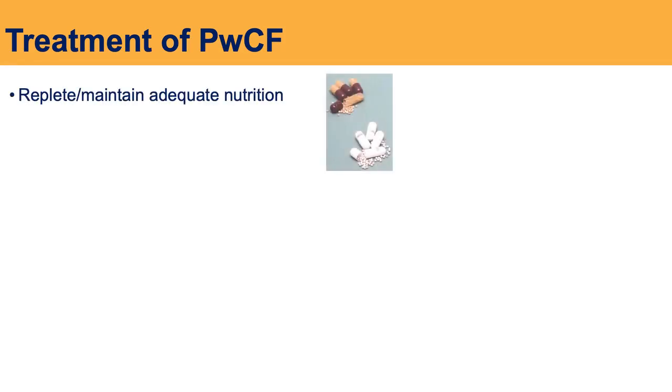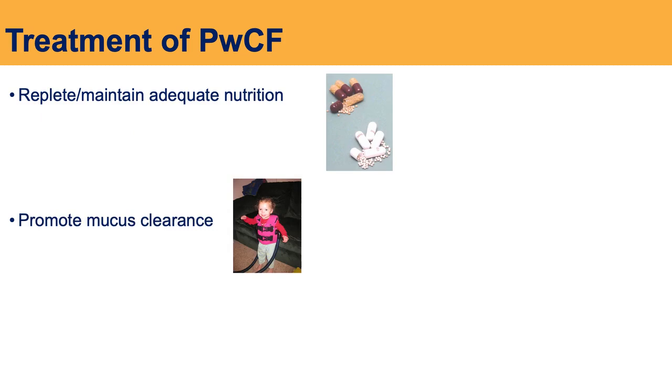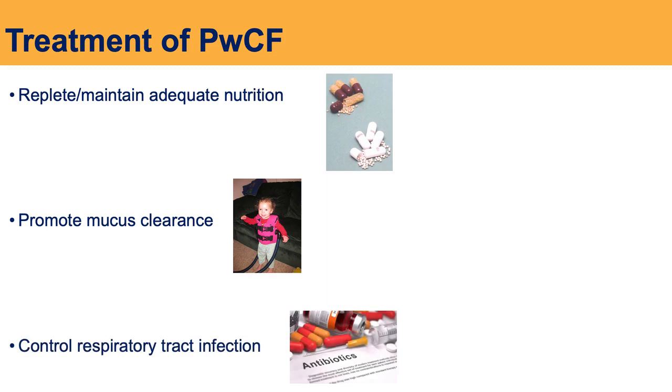After CF centers were established, so you had multiple different people making an effort to improve the lives of people with CF, they really focused on 3 pillars of treatment for people with CF. The first being repleting and maintaining adequate nutrition through use of pancreatic enzyme replacement therapy and vitamin supplementation for fat-soluble vitamins. Also, to clear that thick, sticky mucus that's in the airways, you had to use various hand manipulations or various equipment to promote mucus clearance. And finally, we wanted to control the respiratory tract infection that leads to that vicious cycle of infection, inflammation, and airway wall destruction. And those really were the treatments we used for many, many years with cystic fibrosis.